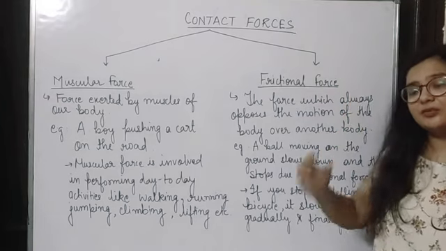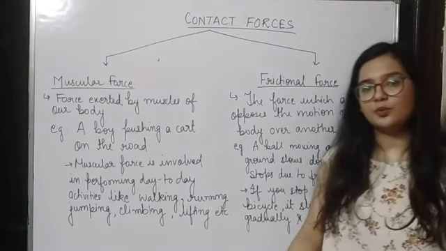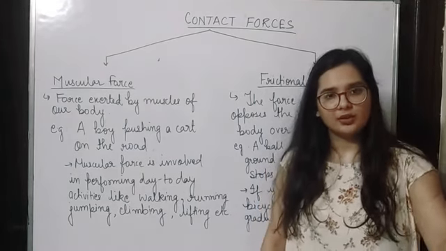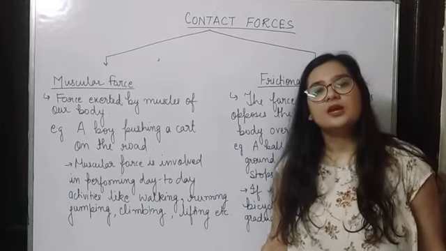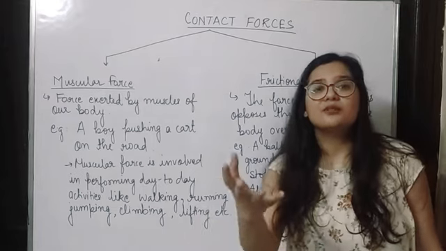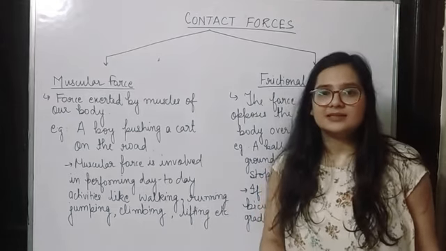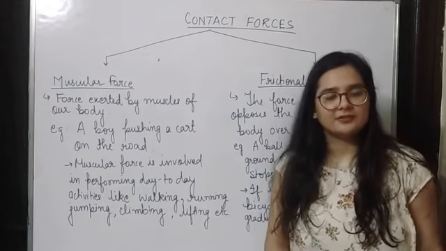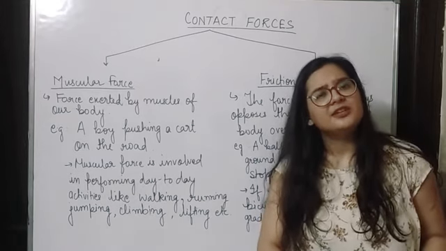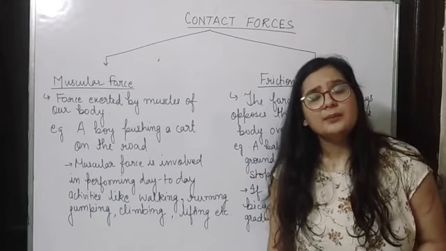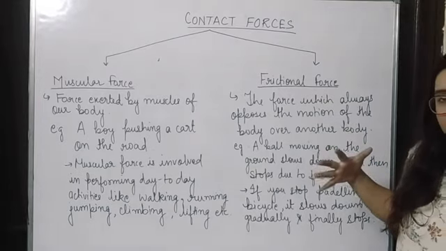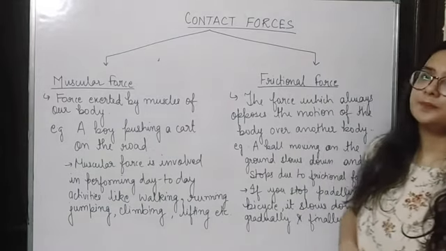That means if I'm throwing two balls, one ball is moving on a smooth surface and one ball is moving on a rough surface. A smoother surface has less friction, so the ball is going to cover a long distance. Whereas if I throw this ball on a rough surface, this ball will slow down after covering a very short distance. Why? Because of friction. So frictional force is something that actually stops motion.